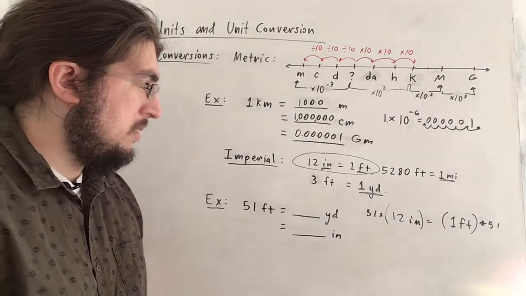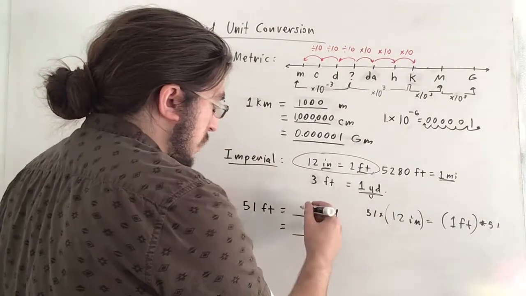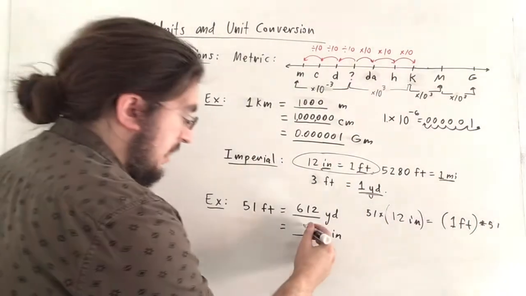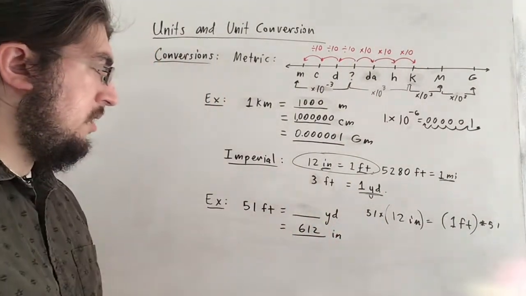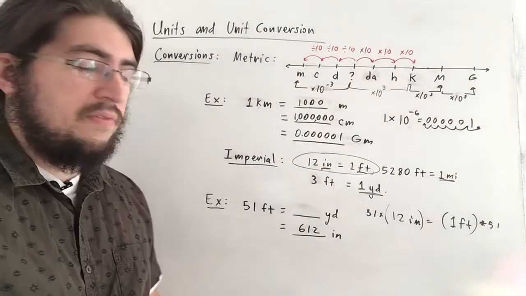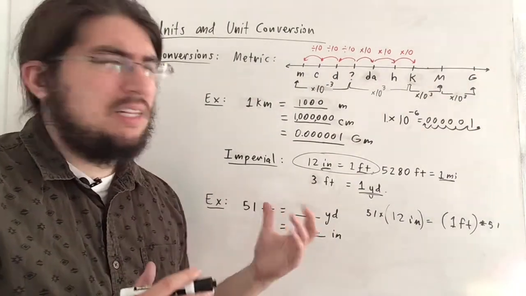I'm going to attempt to do this in my head. Let's see. So 12 times 50 is 600, plus 12, that's 612. So there's 612 inches in 51 feet. Good.